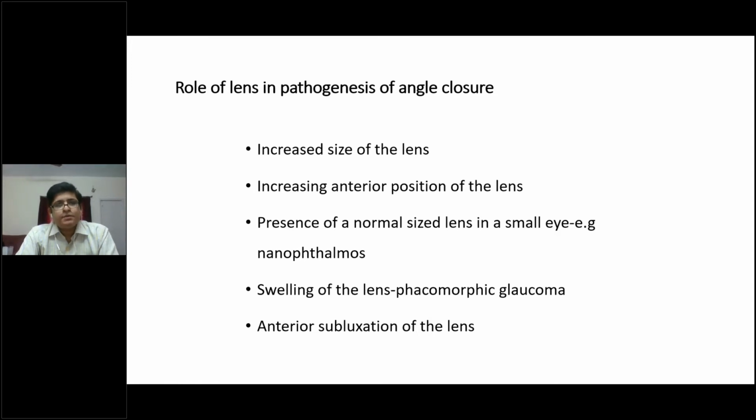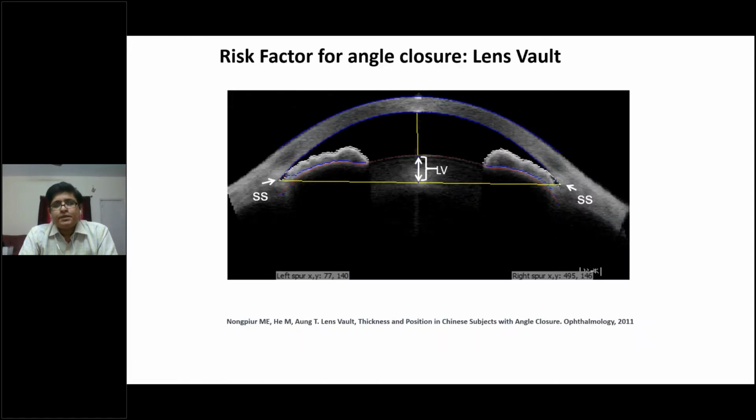So you can sometimes see an increased size of the lens, an increased anterior position of the lens, or a normal size lens in a small eye like nanophthalmos, or phacomorphic glaucomas, or subluxation of the lens. You'll be surprised that in acute angle closure patients, if you do imaging routinely, you will see varying lenses, which has implications for the management of the patient. This is one of the parameters measured in anterior segment OCT, called lens vault. It is measured anterior to the scleral spur line to the central position of the lens.